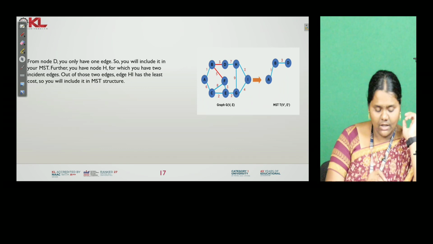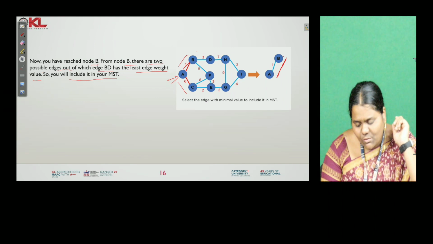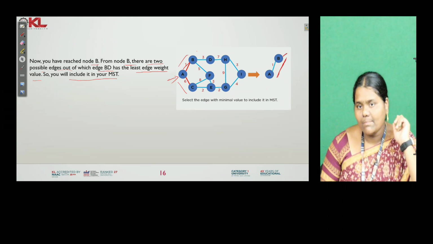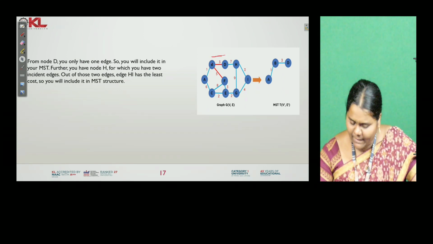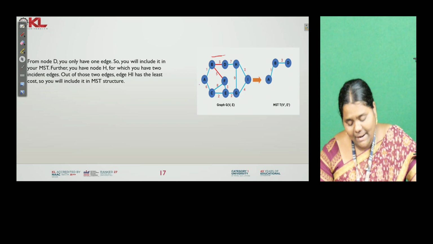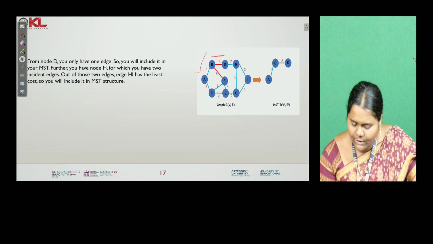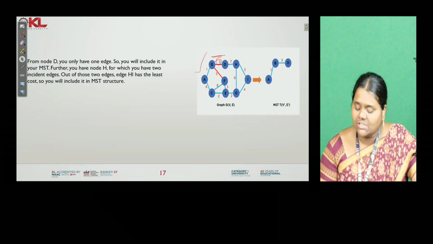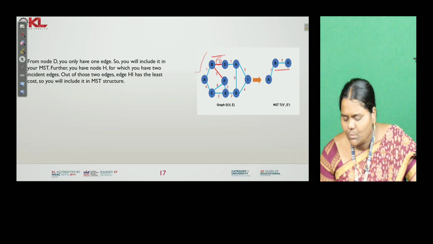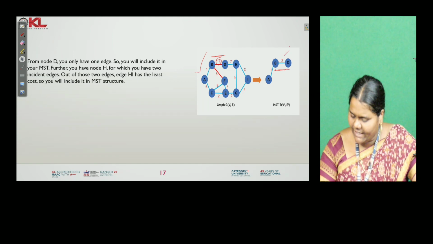Next, from A to B, which one is the new vertex here? B. So from B, what are the adjacent edges? Here B to D and B to F, and B to A, but B to A is already completed. So now we have to check B to D and B to F. Which one is the minimum value here? 3. So that's why we choose B to D. So A to B is 1 and B to D, the weight is 3.